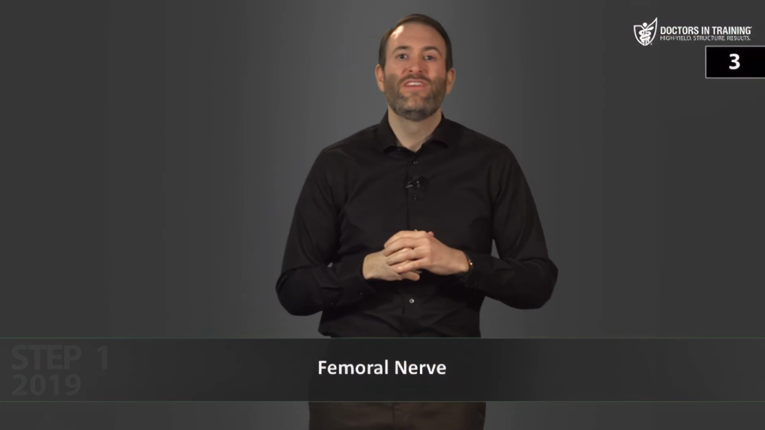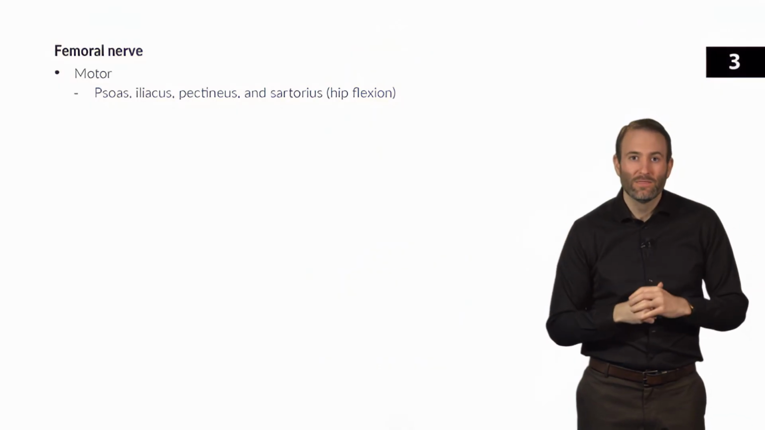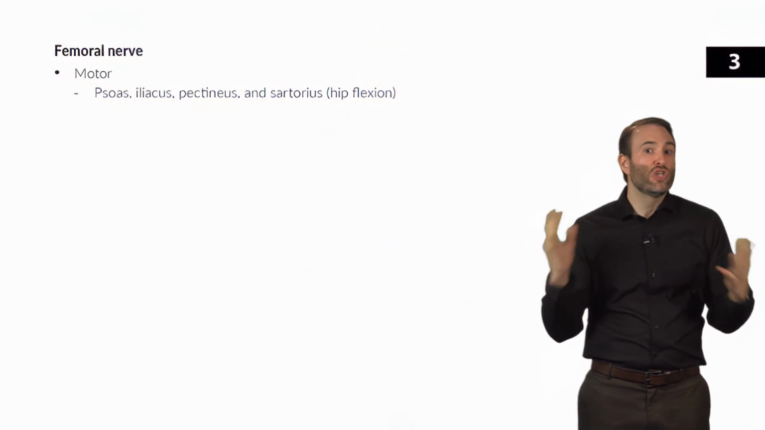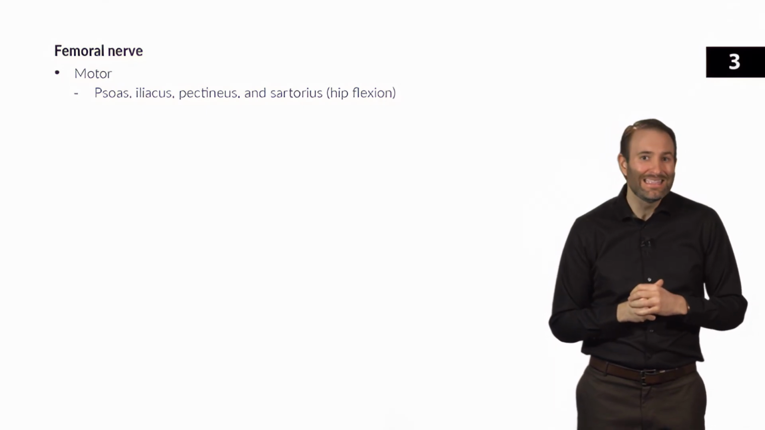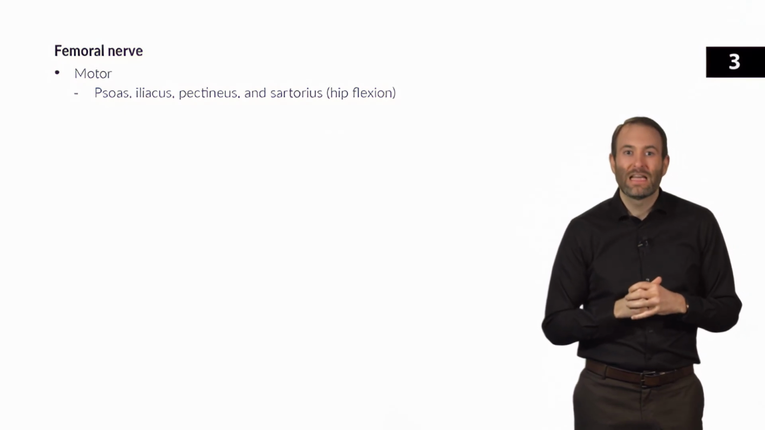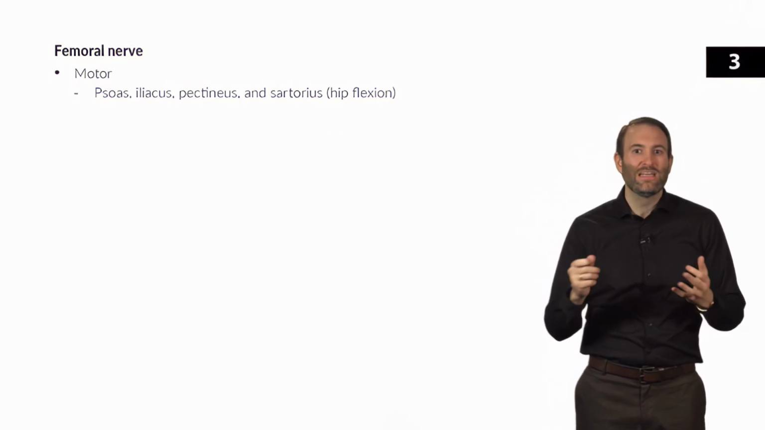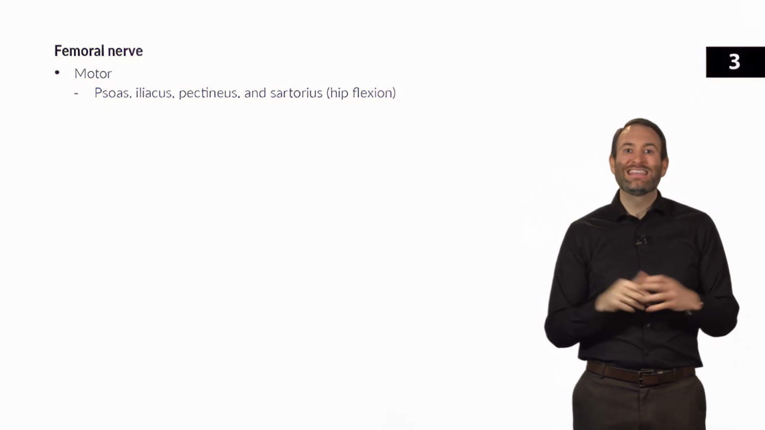All right, so let's talk about the femoral nerve first. So it's going to innervate the psoas and the iliacus. Now together they make the iliopsoas. You're going to hear that probably more often. Now it also innervates the pectineus and the sartorius. So those are your three hip flexors. So the iliopsoas, the pectineus, and the sartorius. Now the femoral nerve also innervates the knee extensors.